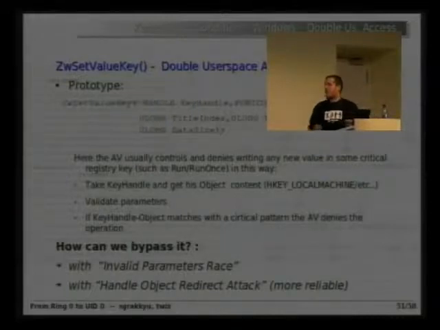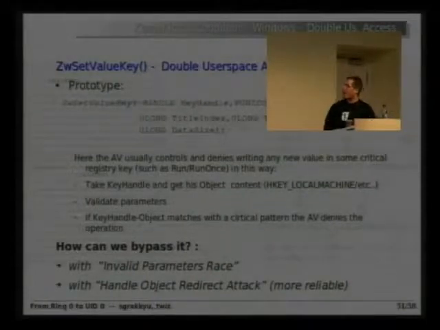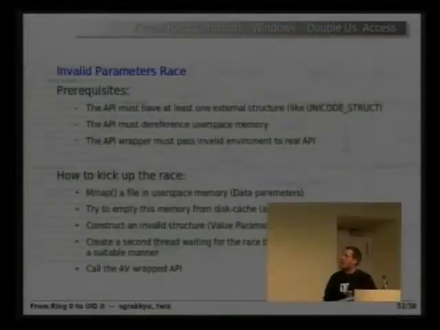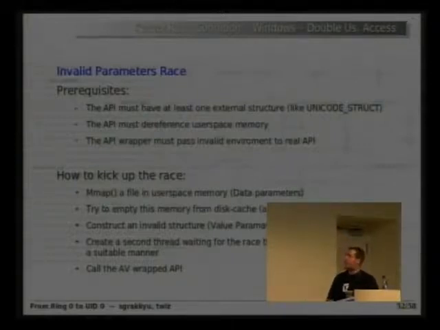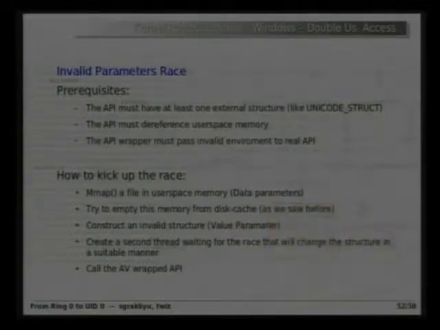We can bypass it using two main techniques based on the API prototype, based on what arguments we can pass to the API. The first is the invalid parameters race. There are different prerequisites. In this sample, the API must have at least one external structure to access, like a Unicode struct. The API must dereference user space memory at least once, and the API wrapper must pass invalid environment to the real API. Then the antivirus may be fooled by the invalid structure.